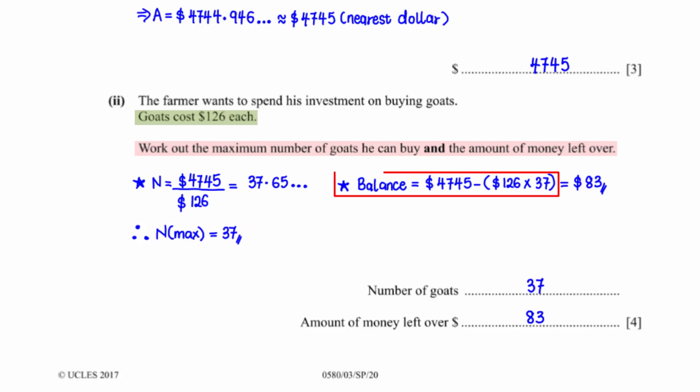The farmer's remaining balance will be $4,745 minus the total cost of getting 37 goats, which is $126 times 37. This gives us $83.